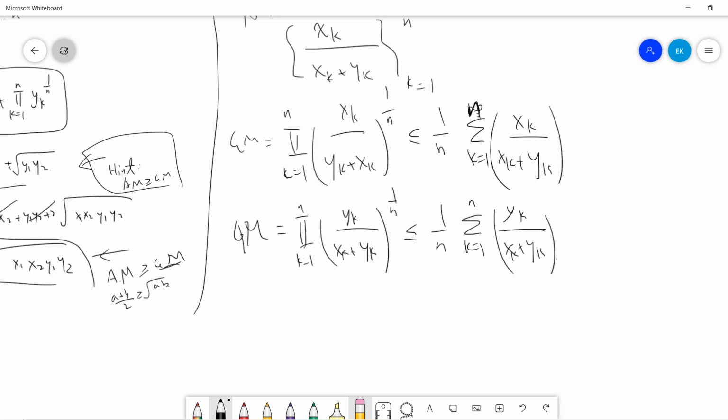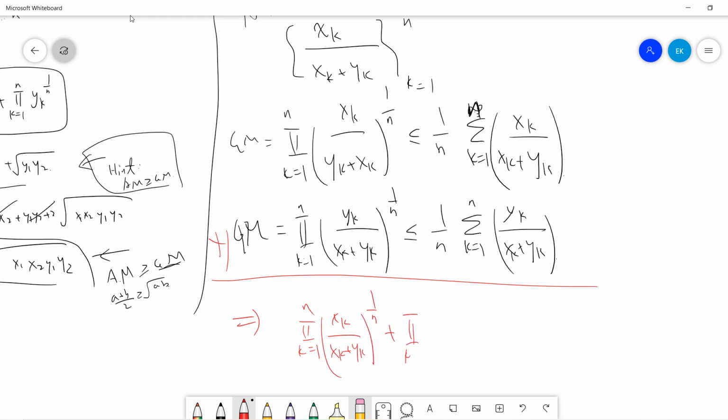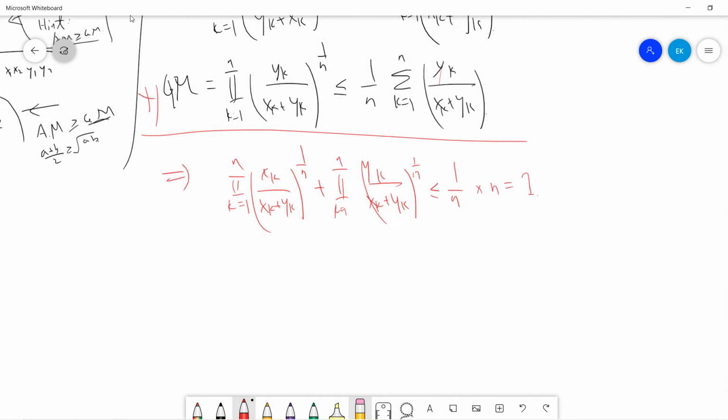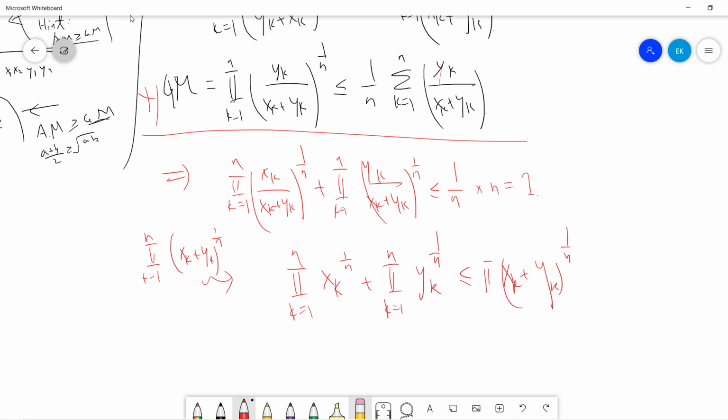Okay, is everything clear? Just add them. We get the sum from k equals 1 to n of x_k/(x_k + y_k) over n plus the sum of y_k/(x_k + y_k) over n, which is less or equal to 1 over n times the sum of (x_k + y_k)/(x_k + y_k), so this is 1. Now just multiply by the product of (x_k + y_k) to the power 1/n, and you get the product of x_k to the power 1/n plus the product of y_k to the power 1/n, less than or equal to the product of (x_k + y_k) to the power 1/n, k from 1 to n.